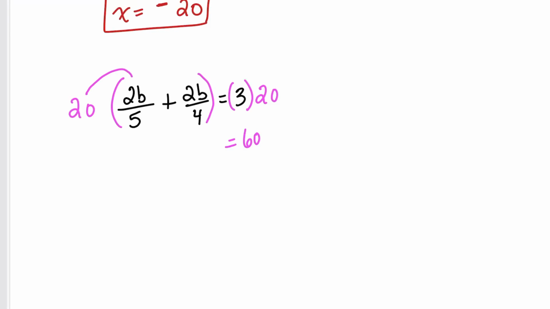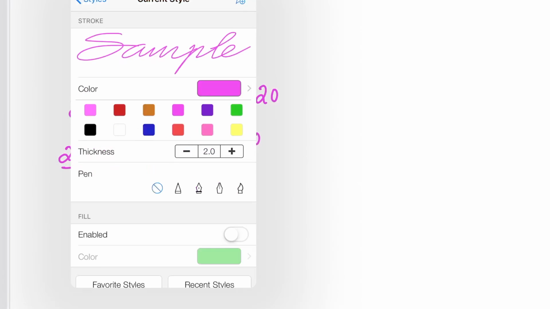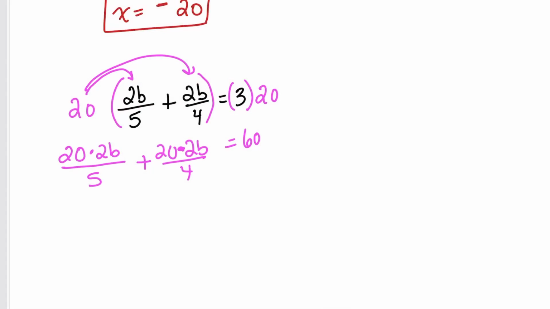And I'm going to distribute that 20 to both of these. Now, I want you to see this, so I'm going to write this out. This becomes 20 times 2b over 5, plus 20 times 2b over 4, and of course that's equal to 60. 4 goes into 20 5 times, so that becomes 1 on the bottom. 5 goes into 20 4 times, and that becomes 1 on the bottom.